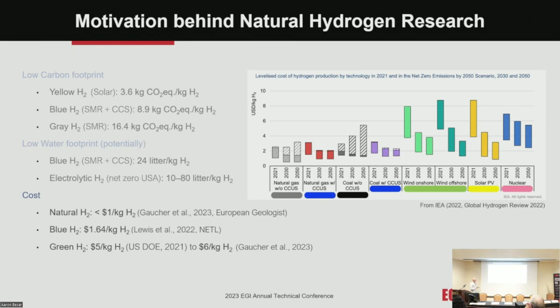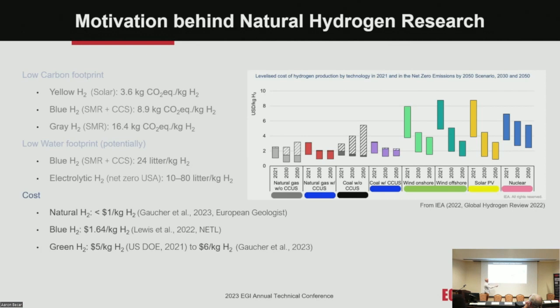Okay, but I think the main reason why we are interested in natural hydrogen is really cost. So these are the current numbers we have for different methods. And this is again from the IEA. So this is 2021, 2023, and 2050.